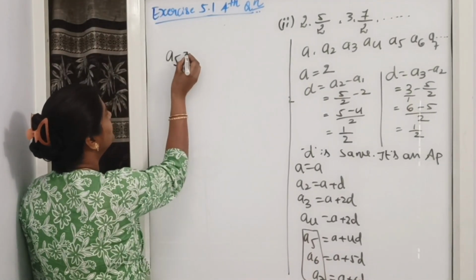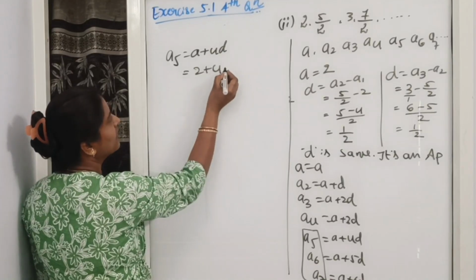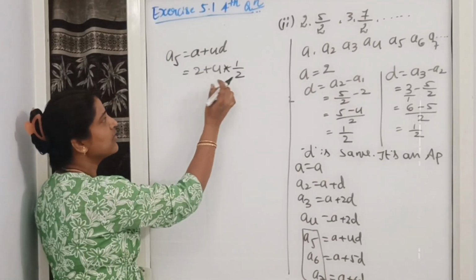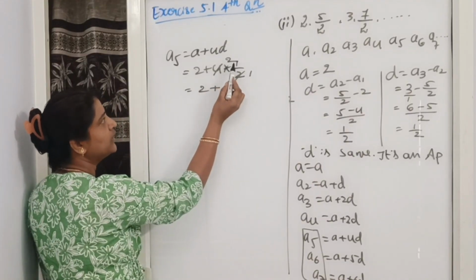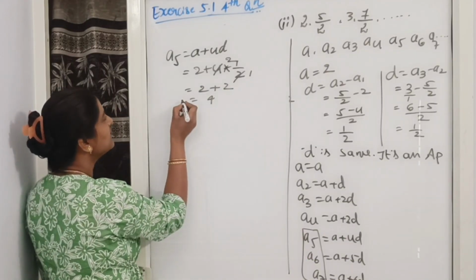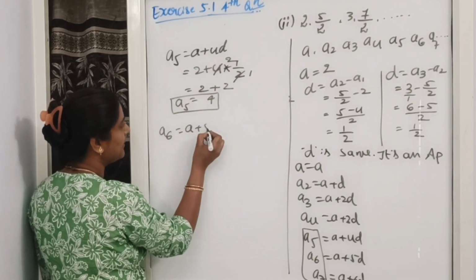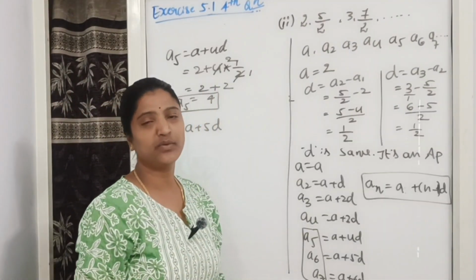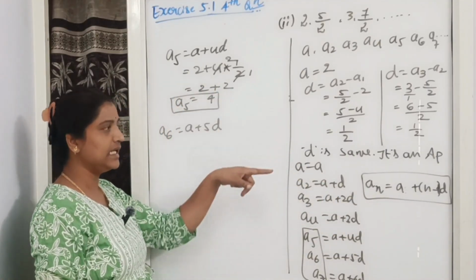a5 is a plus 4d, which is 2 plus 4 into d, d is 1 by 2. 4 goes by 2, no? So 2 plus 2 into 1, 2. So that is 4, which is the fifth term, that is 4. Let us come to a6, that is nothing but a plus 5d. How is it, ma'am? If you have the doubt, this is a plus n minus 1 into d. So in that way, the fifth term means a plus n minus 1, that is 4 times d, isn't it?